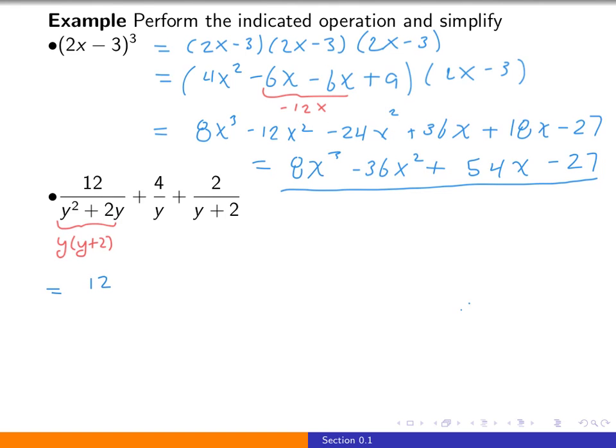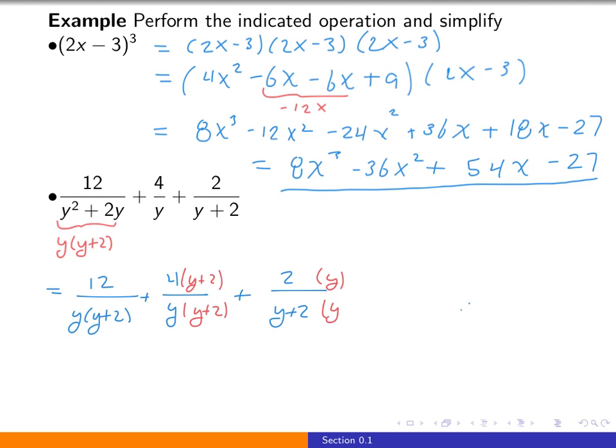So what we are going to need to do is take the middle term and multiply it by y plus 2 over y plus 2, and take the third term and multiply it by y over y. So for these 3 terms, we have the common denominator y times y plus 2.